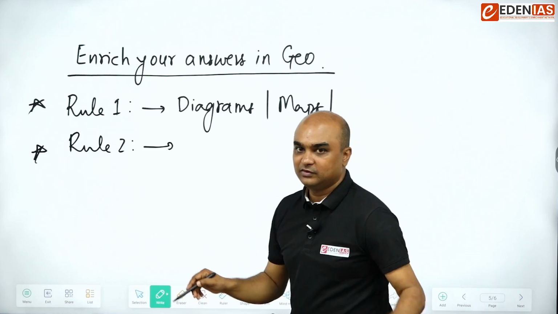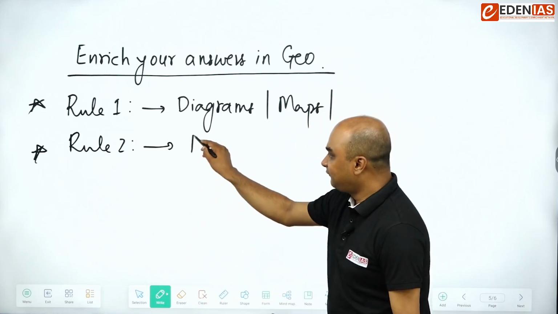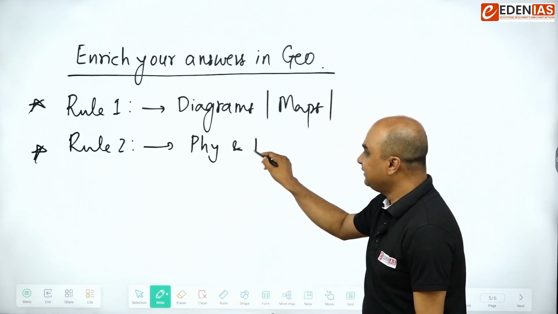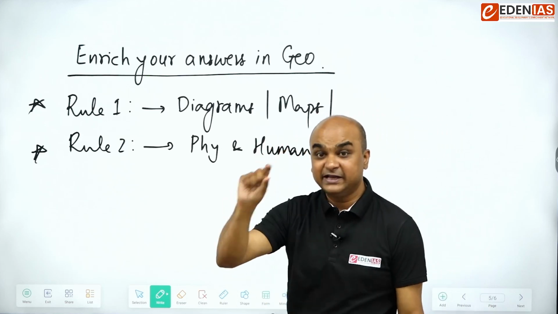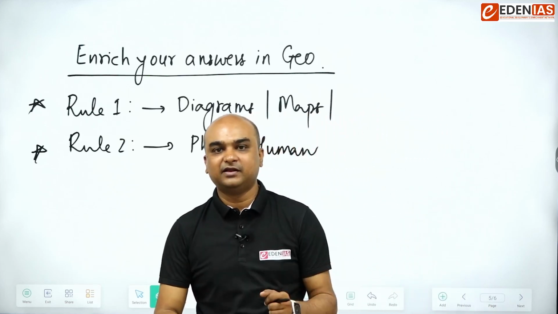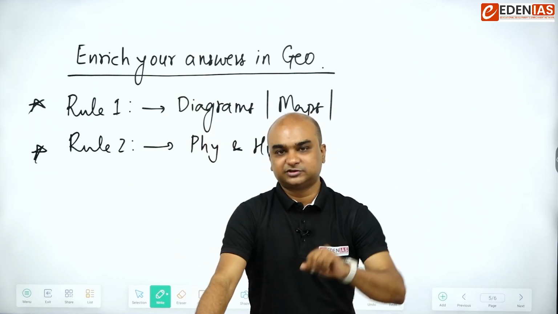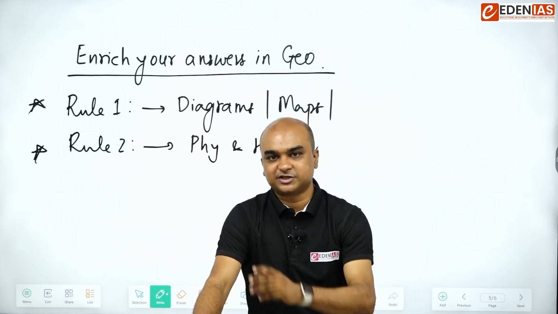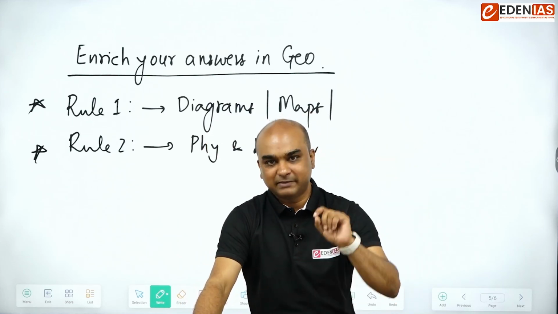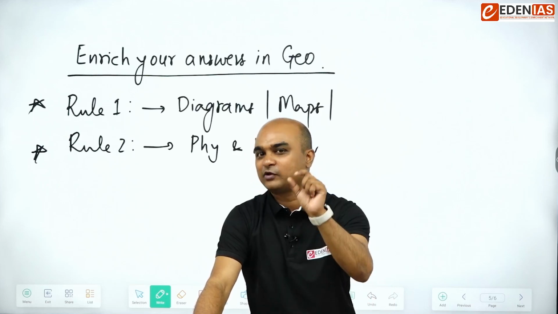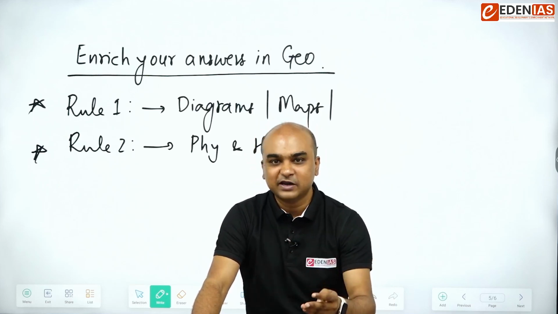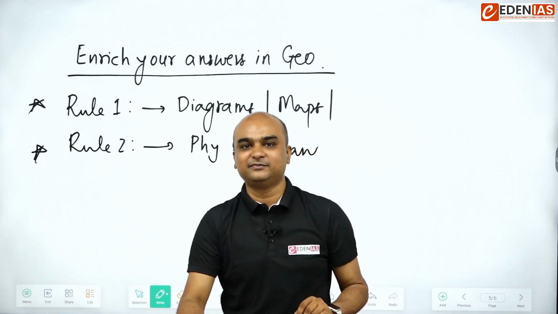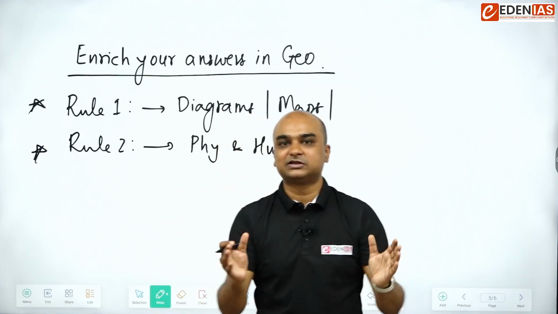try to give physical and human geography perspective in every answer. Like, say for example, you're talking about monsoons. It's a physical geography question. You have written everything about monsoons. But at the end, in the conclusion, if you can also highlight how monsoons affect industry, agriculture, population, settlement, etc. in India, then आपका answer थोड़ा different हो जाता है.